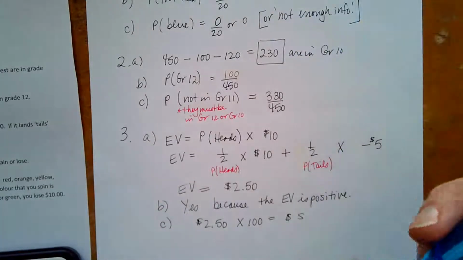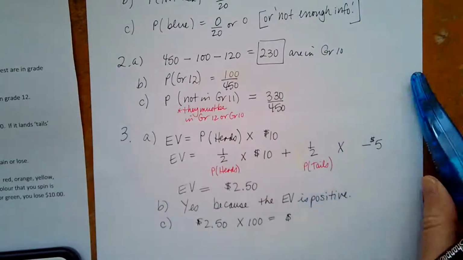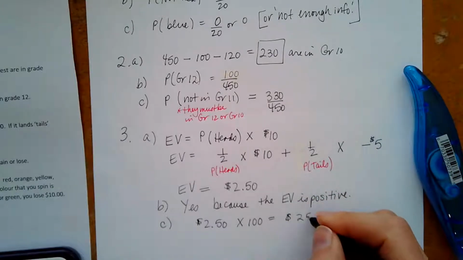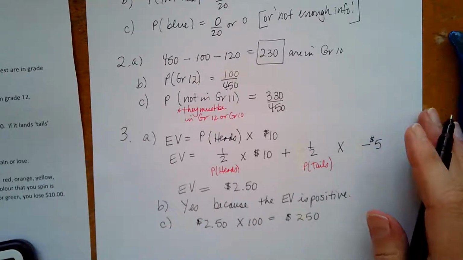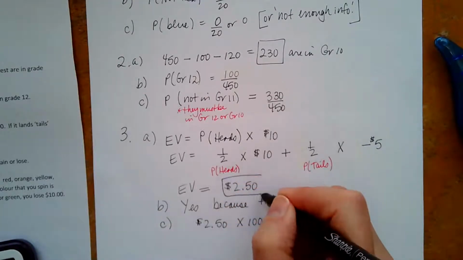What is it with me and my double symbols today? $250. Guess so.